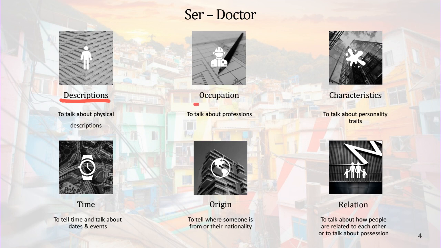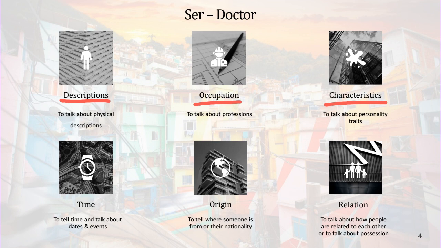The O stands for occupation. So whenever we want to talk about someone's profession, like if they're a doctor or a teacher or a nurse, we're going to use the verb ser because people's occupations are more permanent. They don't change frequently. The C stands for characteristics. So whenever you want to talk about someone's personality, you're going to use the verb ser. People's characteristics, like if they're shy or if they're outgoing, those things usually stay the same.